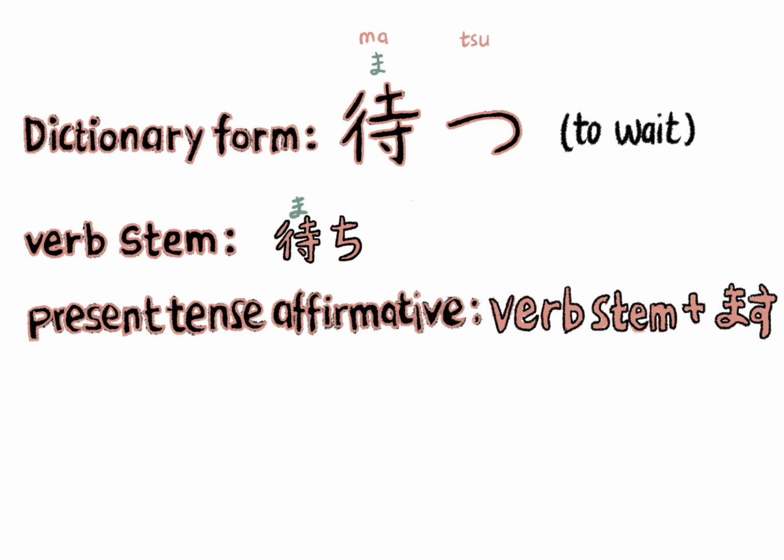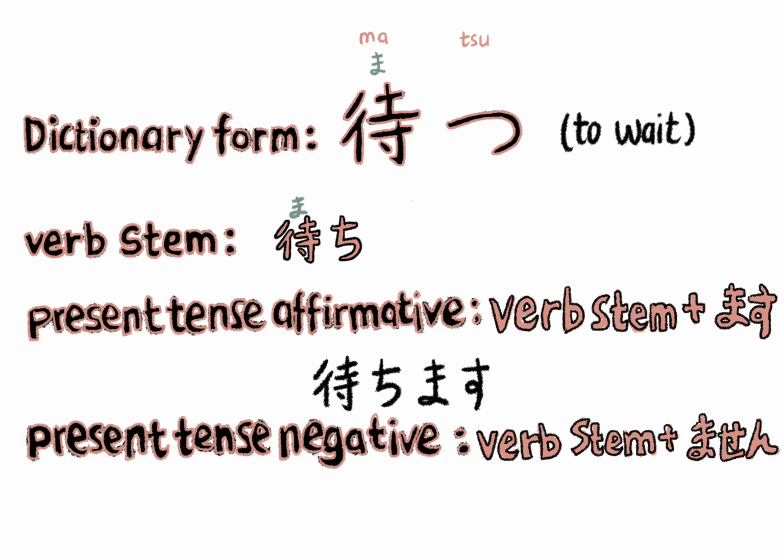To conjugate the present tense affirmative form, we add masu to the verb stem. The present tense affirmative form is machimasu. To get the present tense negative form, we just add masen to the verb stem. The present tense negative form is machimasen.